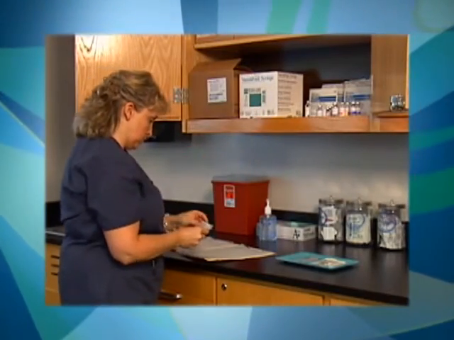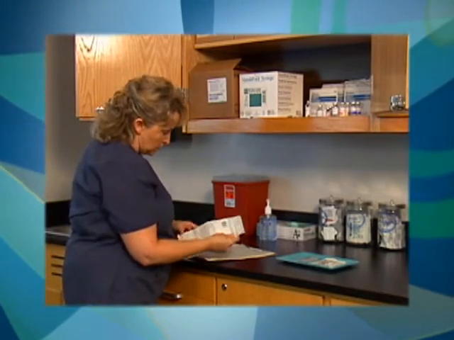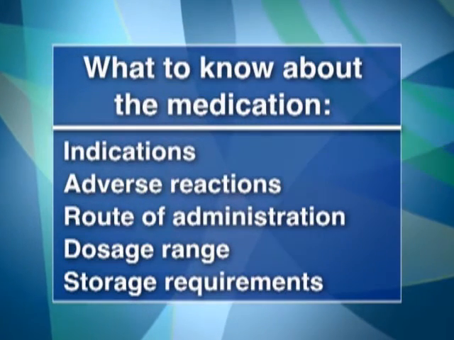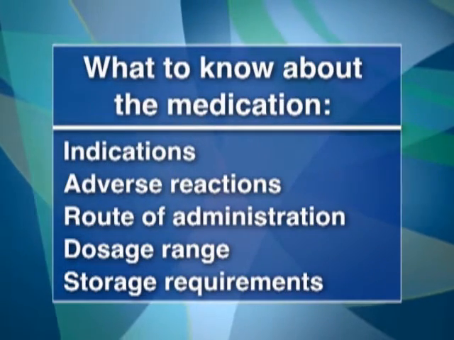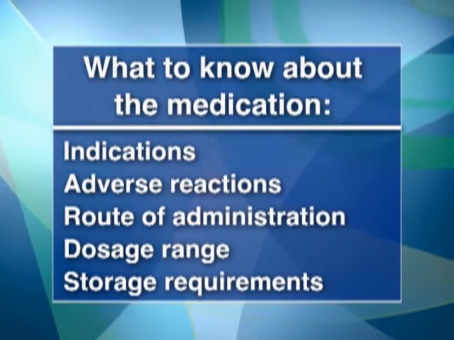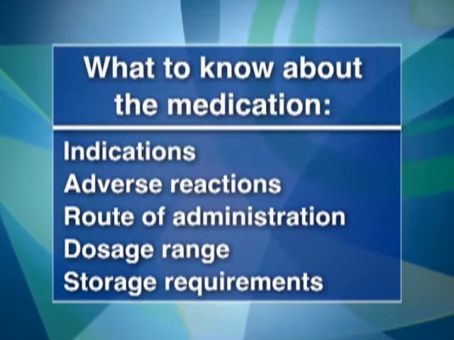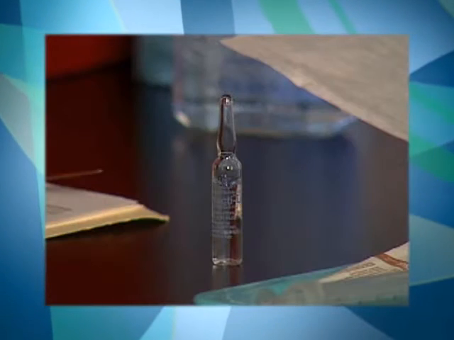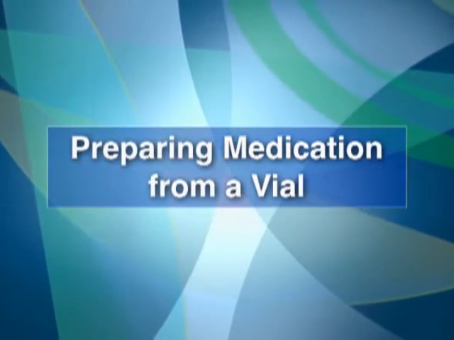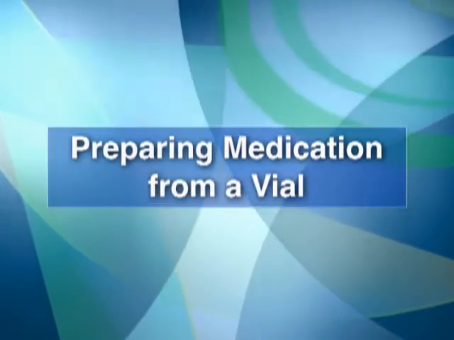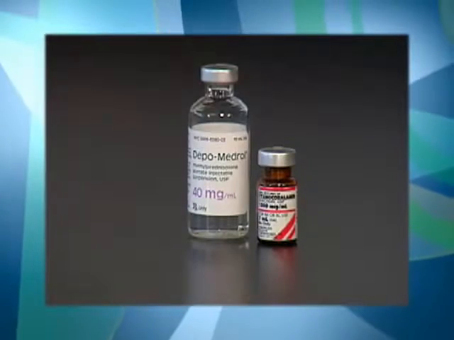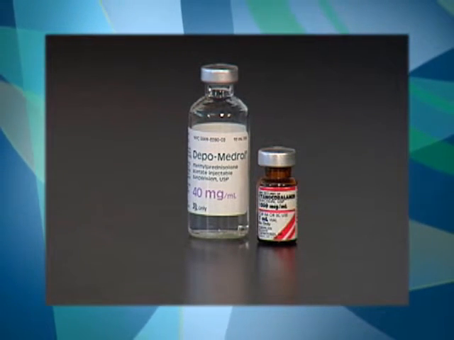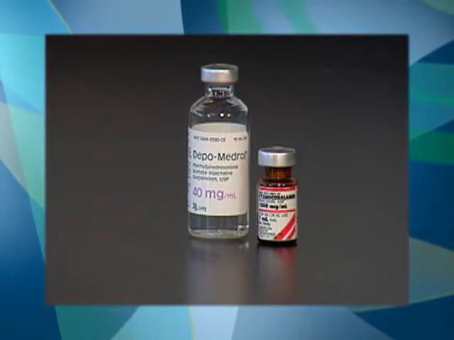Before administering medication to a patient, be sure to carefully review the package insert accompanying the medication. You must be completely familiar with the indications, adverse reactions, route of administration, dosage range, and storage requirements of each medication you administer. In the medical office, an injection is often prepared from a vial or an ampule. The medical assistant will show you how to prepare an injection from both a vial and an ampule, starting with a vial. A vial is a closed glass container with a rubber stopper. An injectable medication may be available in a single-dose vial or a multiple-dose vial.